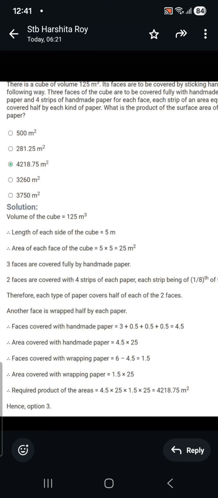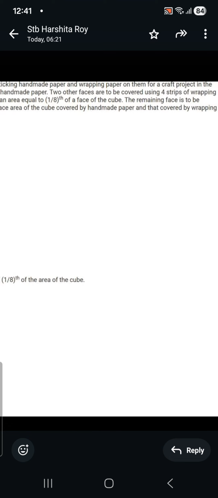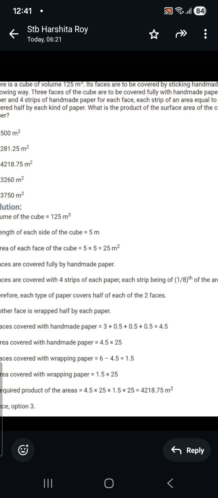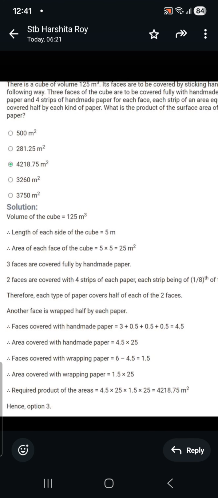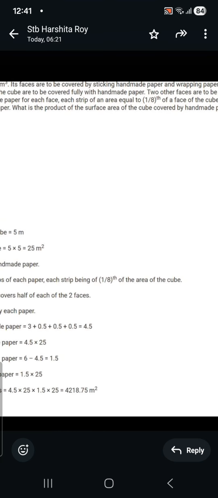Are you getting it? It's still complicated, so you read the sum again. I'll read it out. Three faces of the cube are covered fully with handmade paper. So that is three faces of handmade paper. The other two faces are covered by using four strips of wrapping paper and four strips of handmade paper, each strip of an equal area.